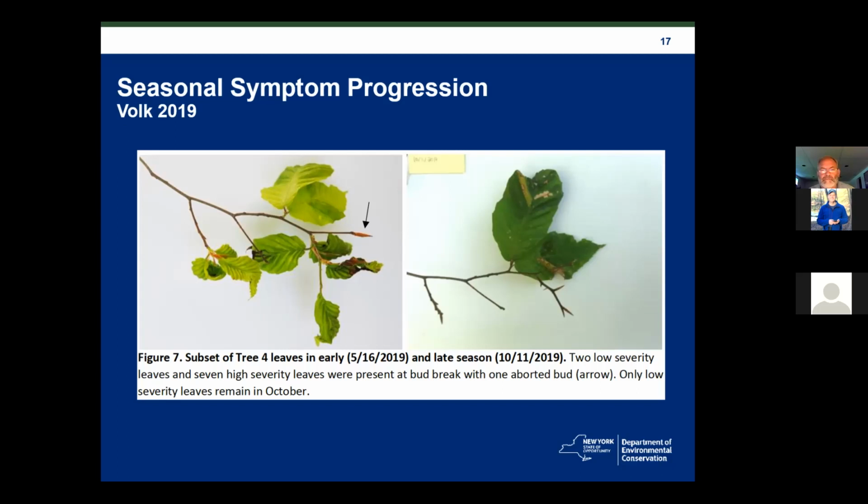Here you can see low severity and high severity symptoms on the same branch, with only the low severity leaves still on the branch in October. The banding versus the necrotic deformed leaves. This is something to keep in mind when doing research, but for detection purposes, the ideal survey window is still late May through October.